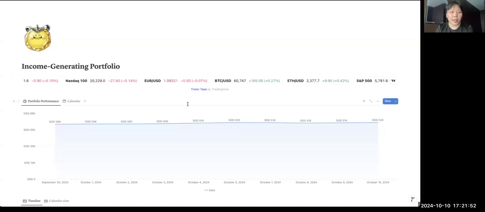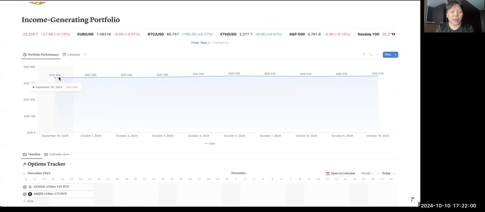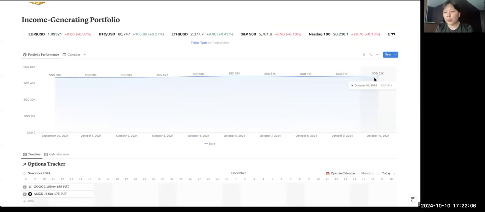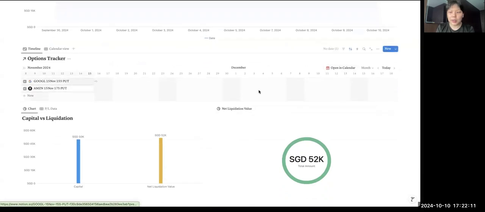Okay, so the next thing on the agenda is going through the income generation portfolio tracker itself. So as you can see, we started off with 50K 10 days ago, and currently we're sitting at $51,500 to be more specific. And we still have these two positions on hand. All right, so Google, a $155 sell put, and Amazon itself, a $175 sell put, which is expiring on the 15th of November, and then we can collect our cash in whole.